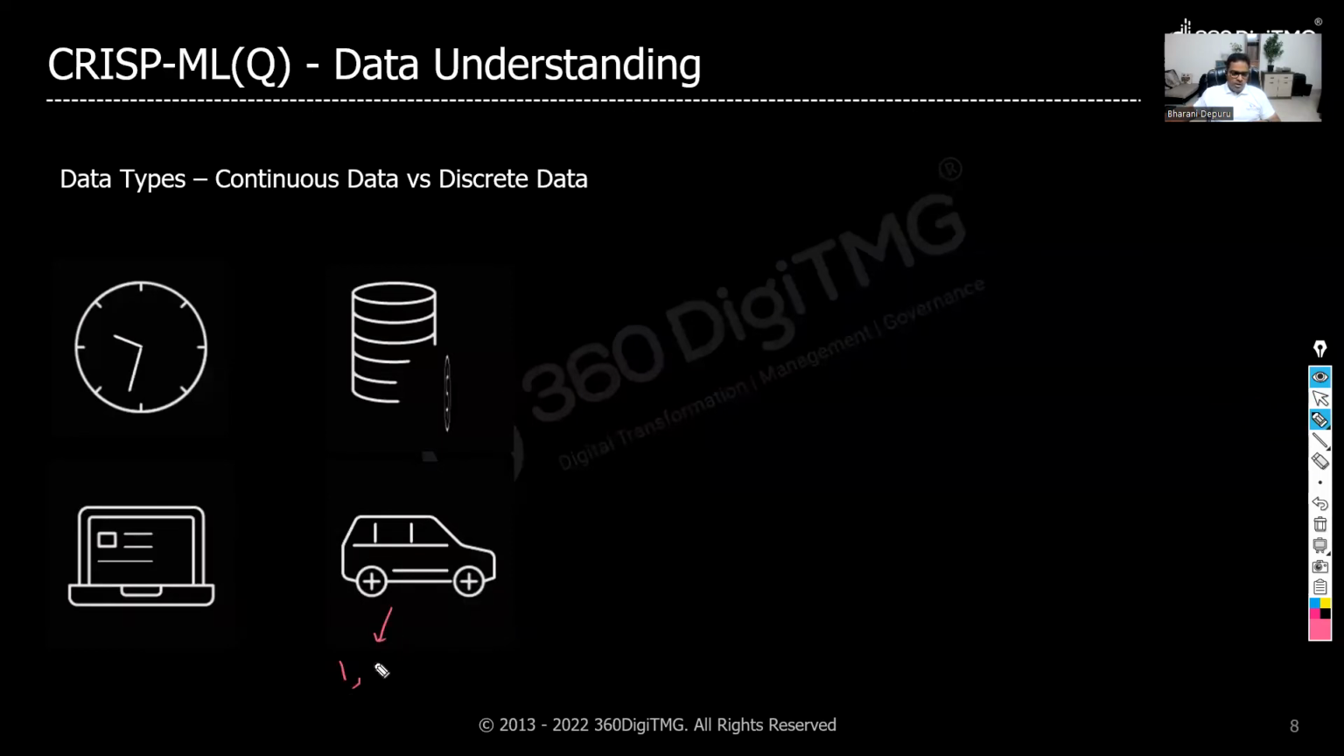You might say I have one car, or you might say you have two cars. Can you ever say you have 1.39 cars? Doesn't make sense, right? So if you represent something in decimal format and it stops making sense, it's discrete data. If you represent something in decimal format and it starts making sense, that would be continuous data.